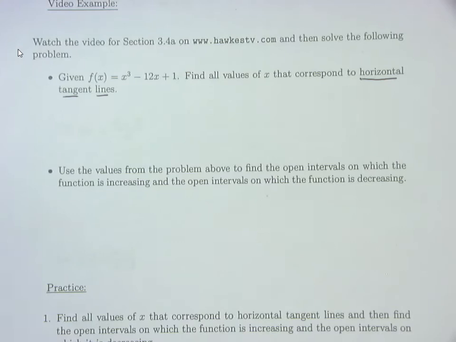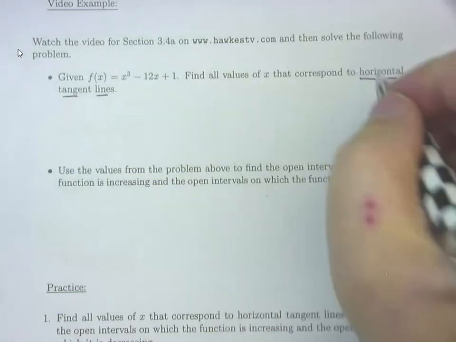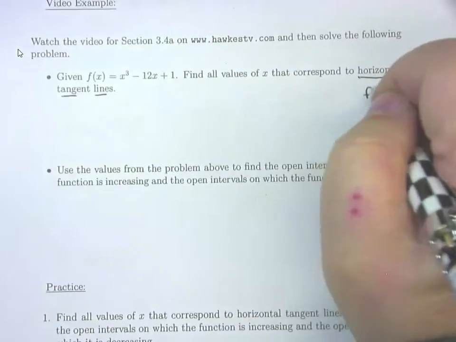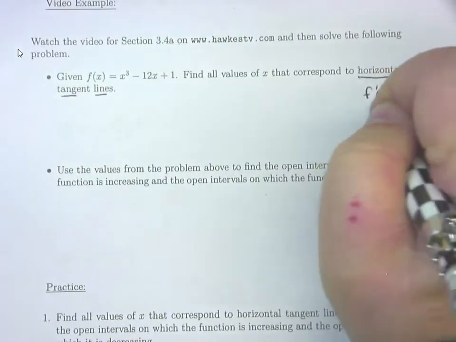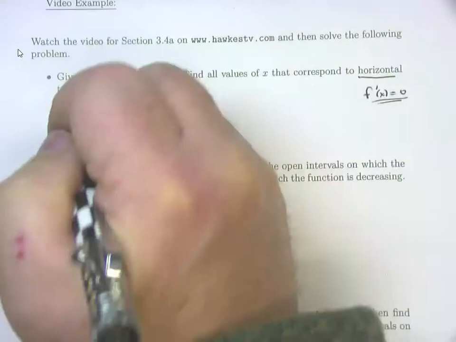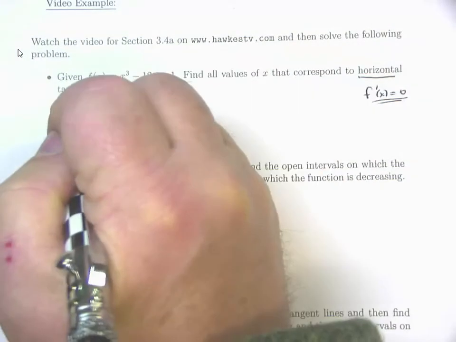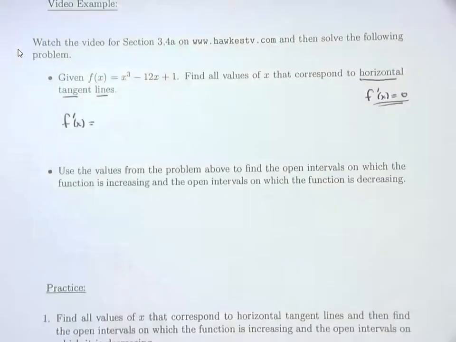Horizontal tangent line means what? The slope is 0, and the slope is also known as the derivative, so the derivative equals 0. You got it. Write it up. Just putting it all together. Horizontal tangent lines mean we're going to take this derivative and set it equal to 0. So let's do that. So f of x is equal to x cubed minus 12x plus 1.